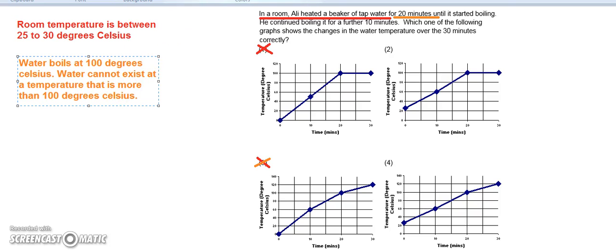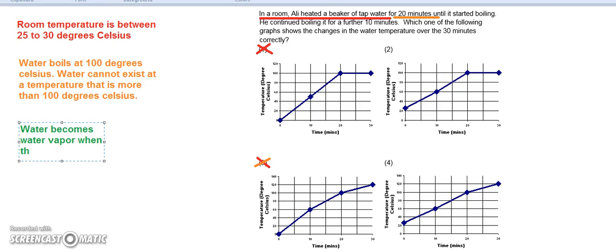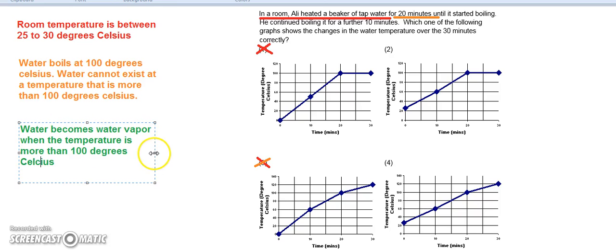Okay, so we know that water becomes water vapor when the temperature is more than 100 degrees Celsius. Okay, so water will have a maximum. That means that water has a maximum of 100 degrees Celsius.